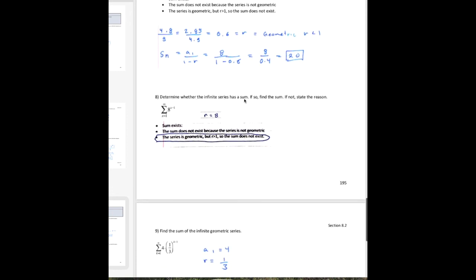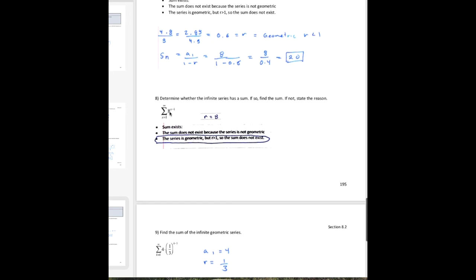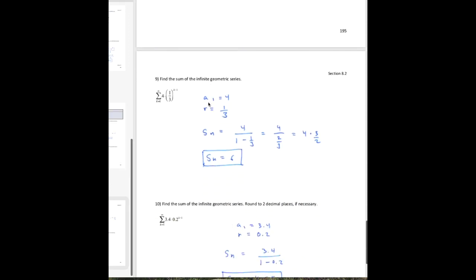Determine, same thing, it has a sum. And then this one, let's see, they used x this time. It is geometric, right, because it's in the form of an exponential, but the common ratio on that is going to be 8, because the base of the exponential is 8. So it's geometric, but r is greater than 1, so the sum does not exist.